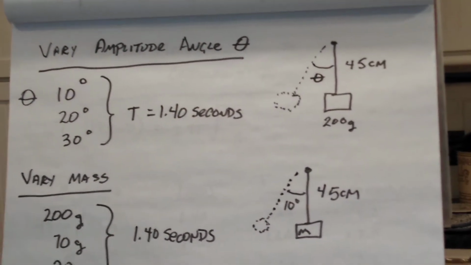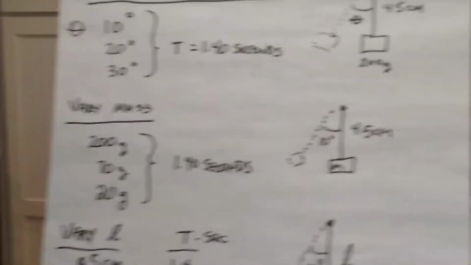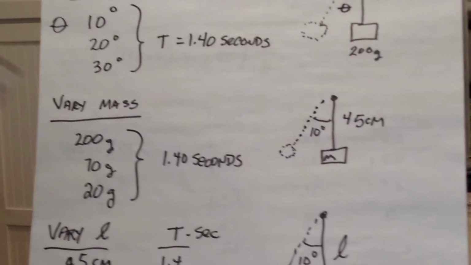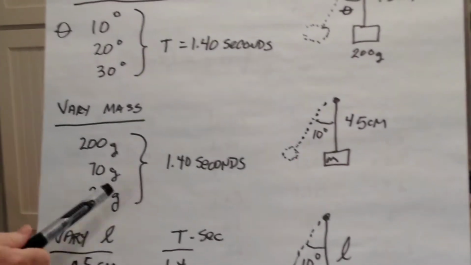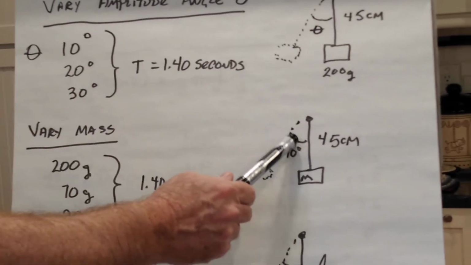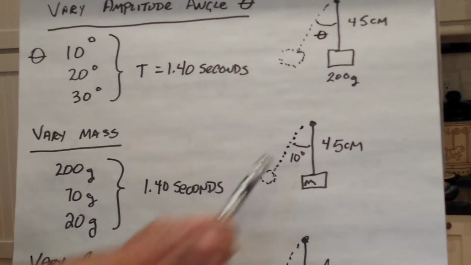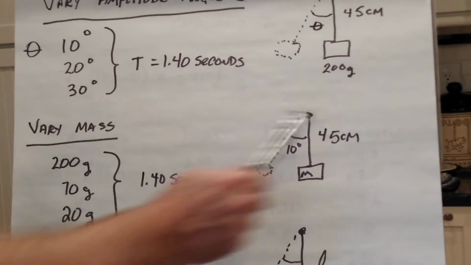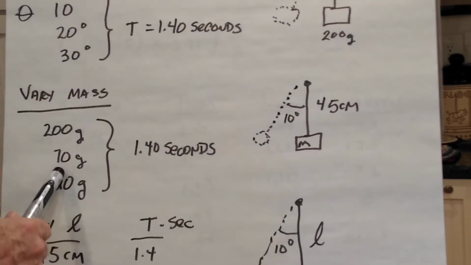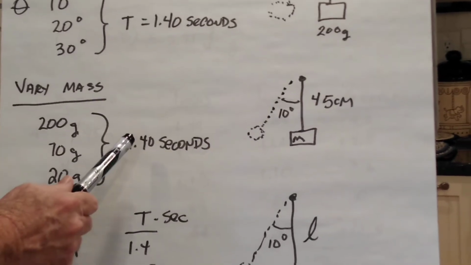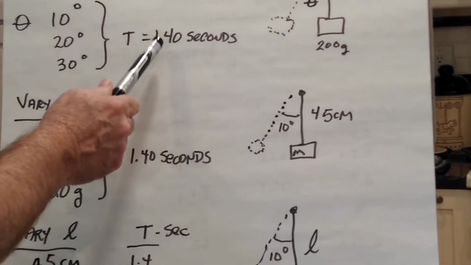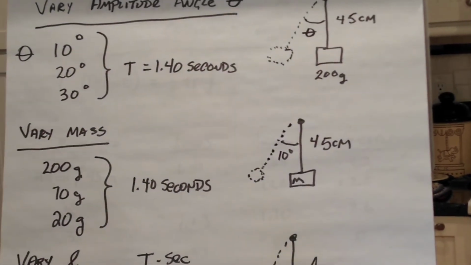If we varied the mass, we used three different iterations. First 200 grams, then 70 grams, and then 20 grams. We had a constant angle of 10 degrees and a constant arm length of 45 centimeters. And in this instance, again, it did not matter what the mass was. The period was still 1.4 seconds, same as in the first instance.